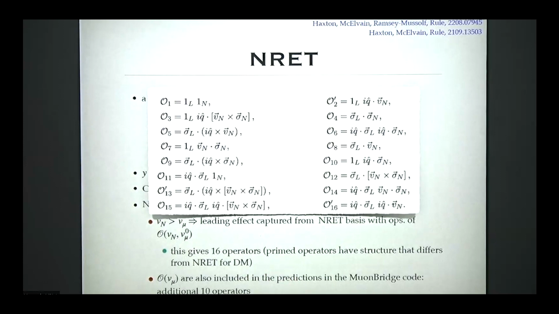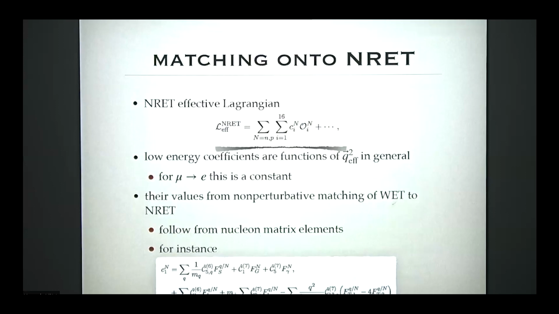So people that have worked in direct detection, which I see at least one face that did this in the audience, this looks very similar to the basis that was used for direct detection, except there are 2 new operators. So instead of 14, there are 16 operators. And some of them have primes here. So these are rearranged. They look different. And instead of Q vector, you have a Q hat. So it's deceptively similar, same, but different.